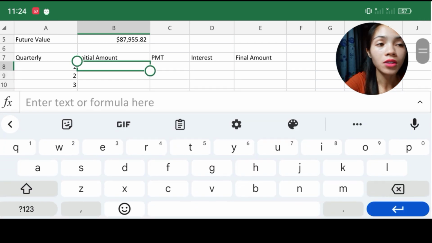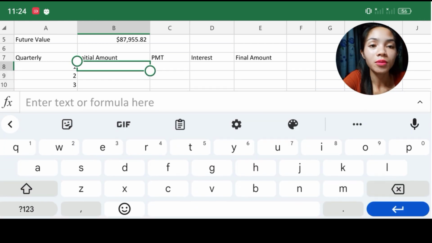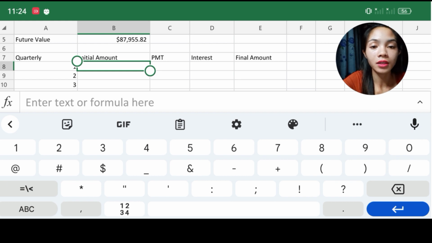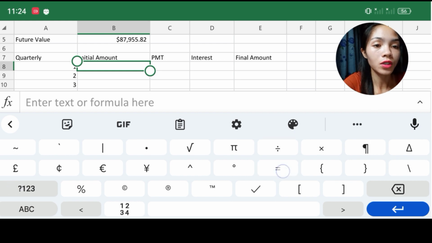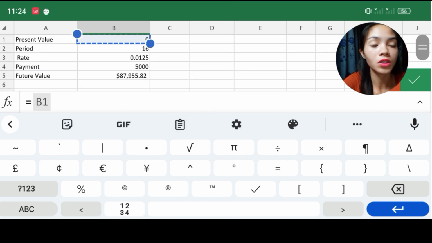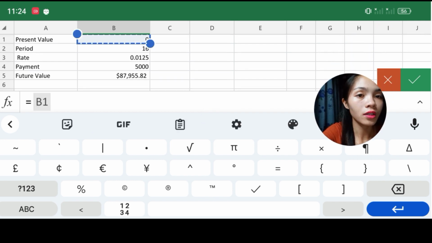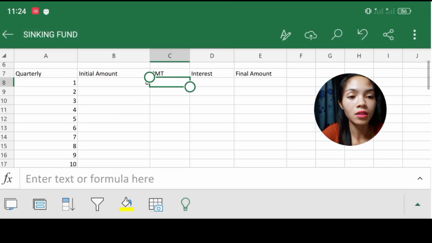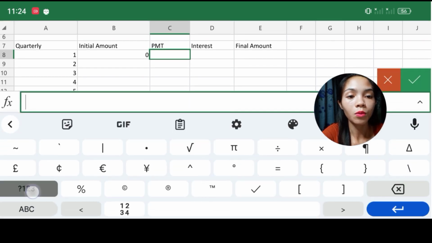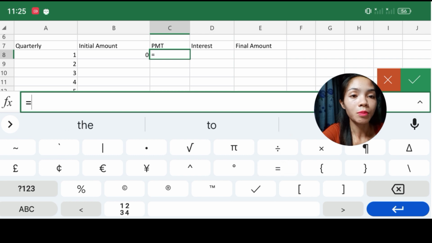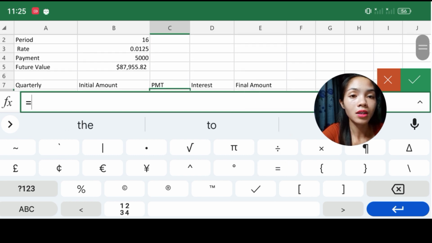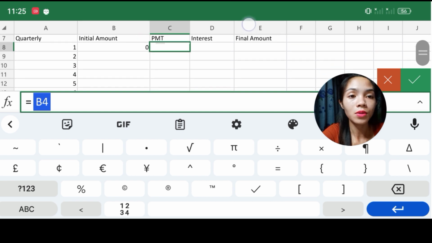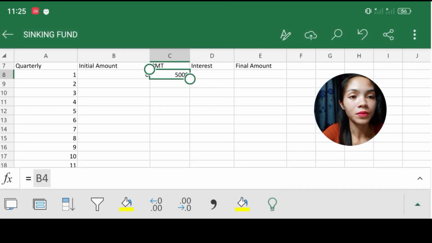Our initial amount, since we start with nothing, is 0. We simply copy the present value: we put an equal sign and press the present value, which is 0, and check. Our initial amount is 0. For our PMT, same with the amortization schedule, we have the same PMT from the first to the last period. We put an equal sign, click the 5,000, and check.